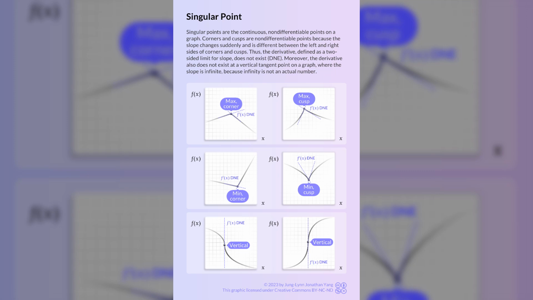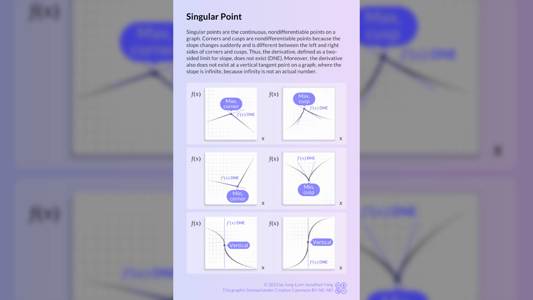In these two cases on the bottom row, it's not a min or a max. We don't have something that looks like a mountain peak or a valley. It's actually called an inflection point, but that's more relevant for the second derivative test.